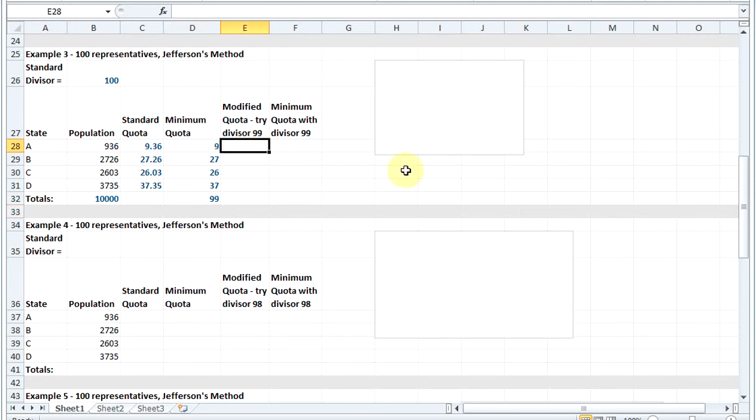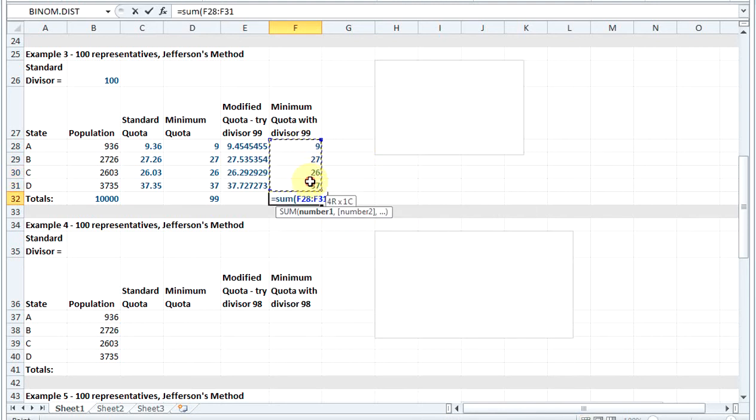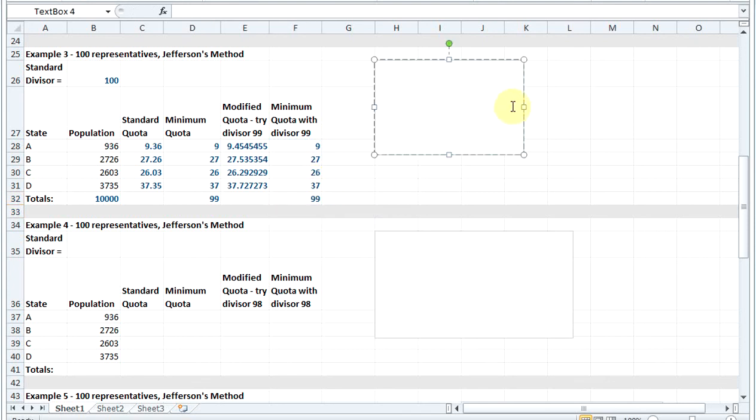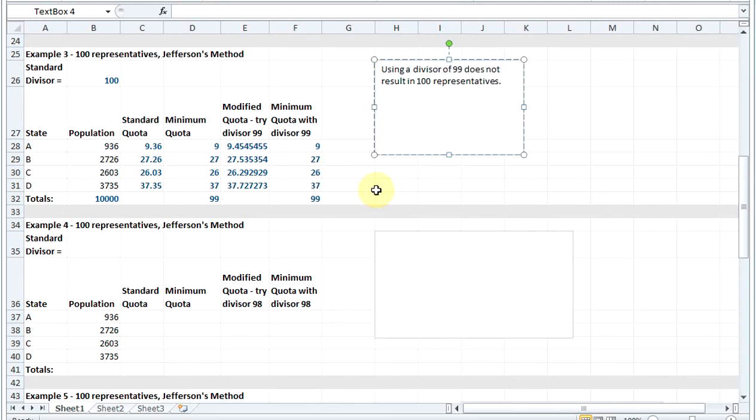So now we're going to divide by 99 instead of by our standard divisor of 100. So I'm going to take my population and divide it by my modified divisor, which is 99, and do that for each of them. And now find my minimum quotas by rounding each of them down. And if you notice, when I sum them up, they only sum to 99. So we're still not apportioning all 100 seats. We only have 99 of them. That didn't work. We need to try again.